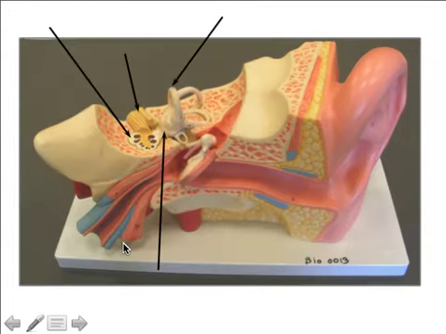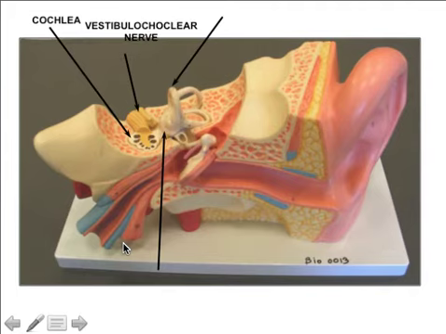Okay, here you can see the cochlea. This is the organ of hearing. This is the vestibulocochlear nerve. Remember that that's the 8th cranial nerve. And these are the semicircular canals. They're responsible for our sense of balance. Okay, when we're moving, the semicircular canals tell us in what direction we're moving: up, down, left, right, back and forth. Okay. Down here is the vestibule.